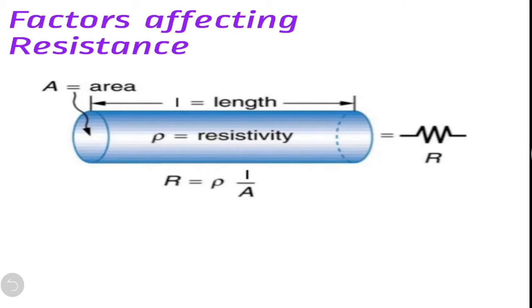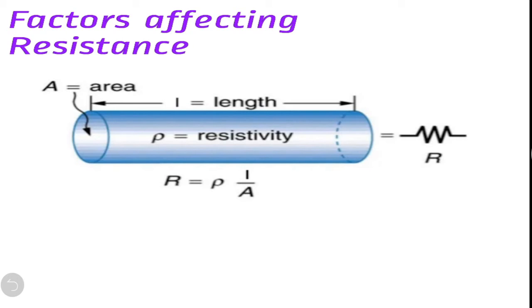Now today we are going to study the factors affecting resistance. Before studying this, let us know what resistance is. Resistance means the opposition offered by a material to the flow of current. So what factors affect this resistance?